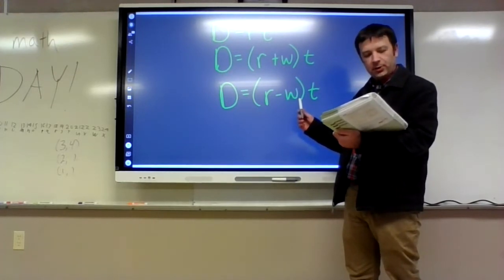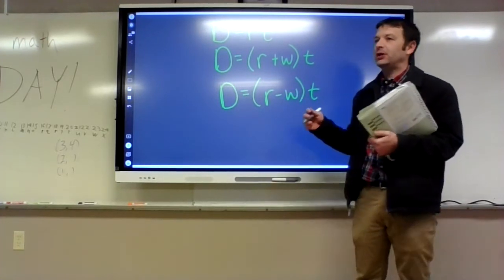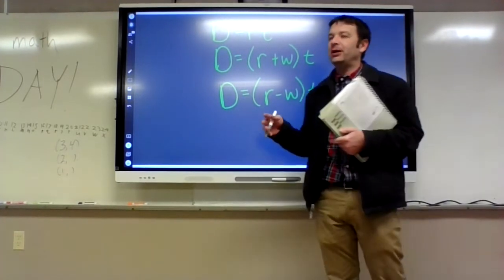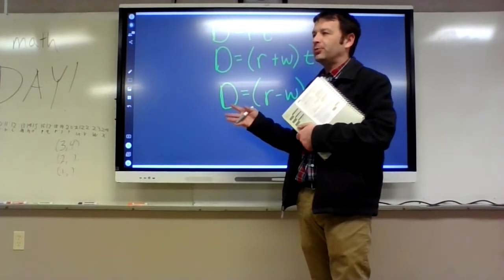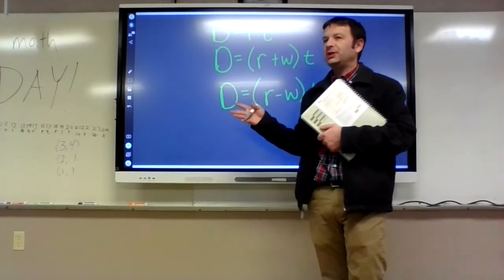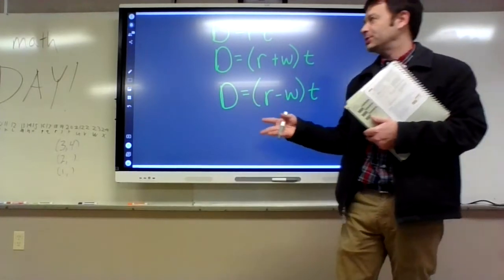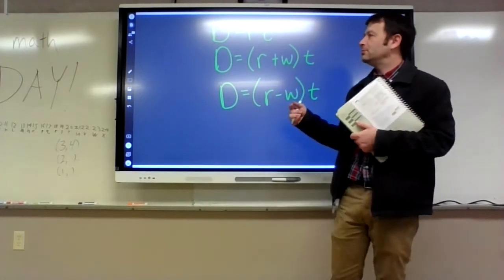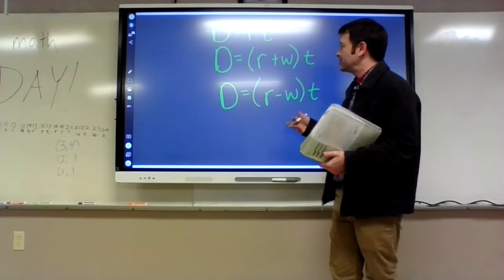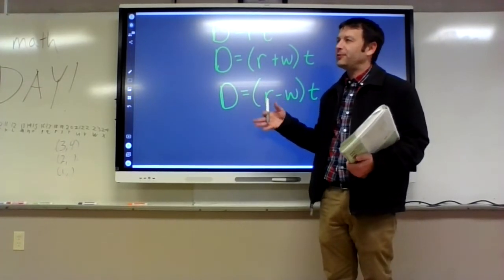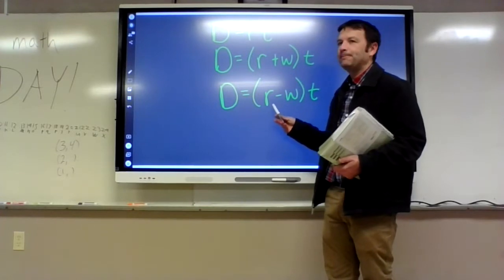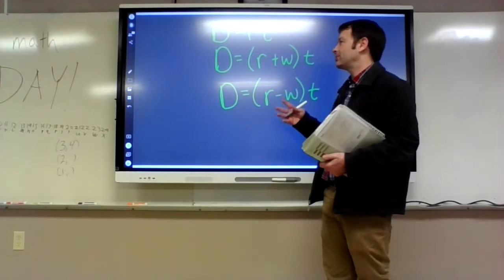Number 21 says flying with the wind, the plane goes 1,200 nautical miles. A nautical mile is slightly longer than a normal mile, about 1.1 miles. Nautical means like ocean, but I guess they use it with planes sometimes too. It's just a distance. Just pretend it's like a normal mile.